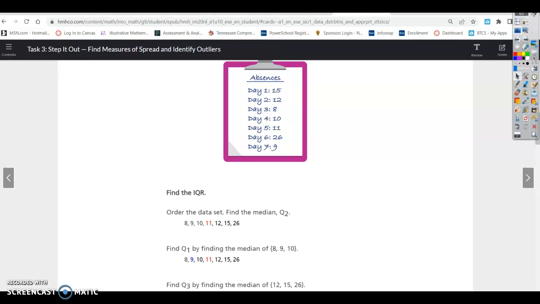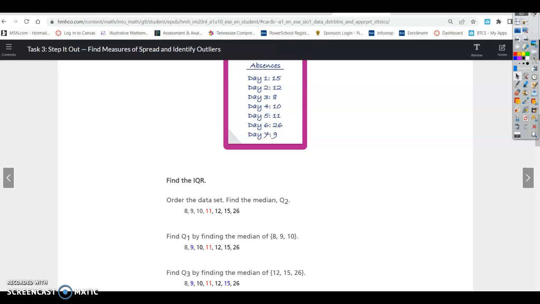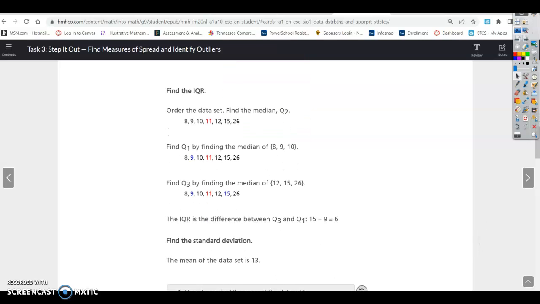You can see that those are not in order, so you would have to order those to find the median. You can find the mean by adding them up and dividing by the number, but let's see what it says here. It says to find the interquartile range, order the data set to find the median. They identify the median as 11. To find Q1, you find the median of the lower 3, which is 9. And to find Q3, you find the median of the upper 3, which is 15. So your interquartile range is the difference of Q3 minus Q1.